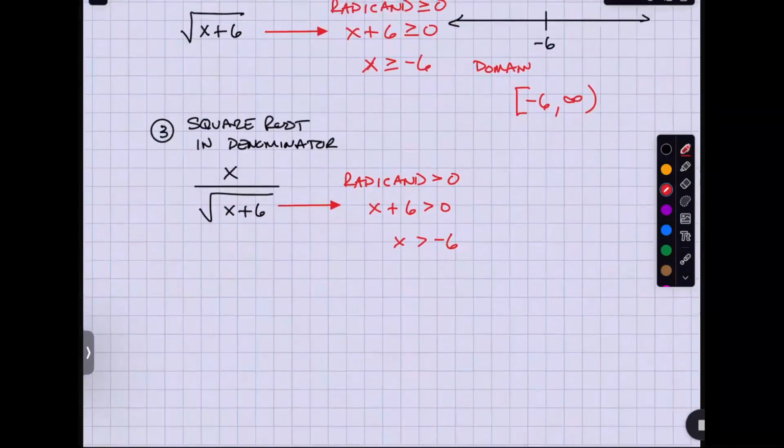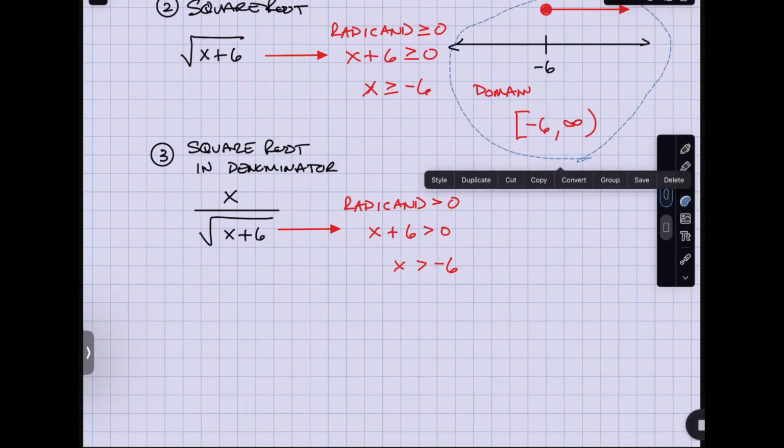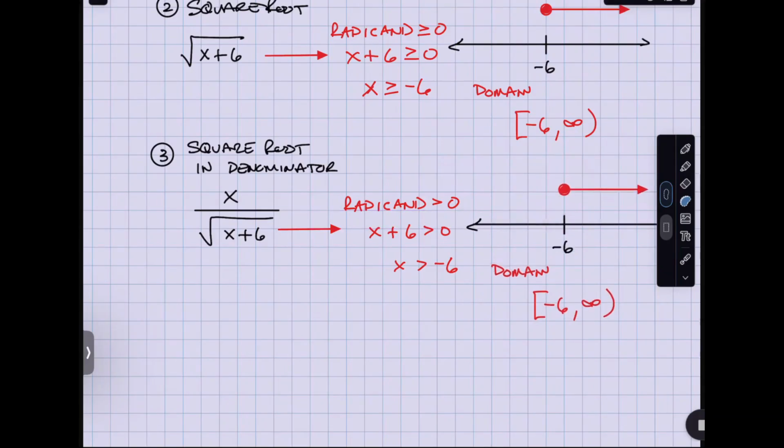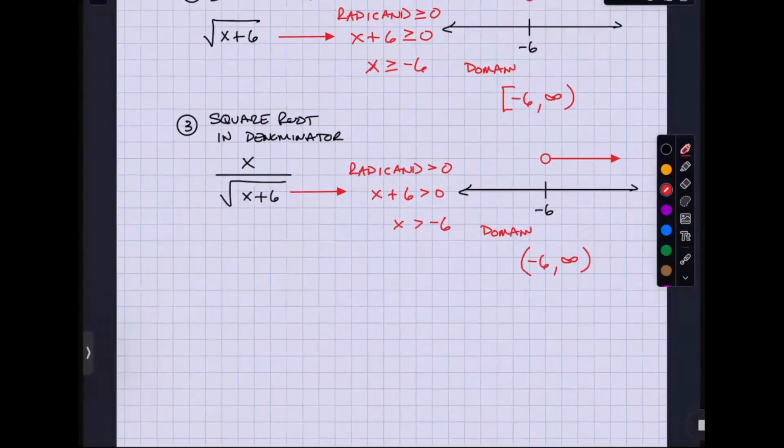So notice something, guys. It almost looked the same, but what's different? This goes away. See how it's different?